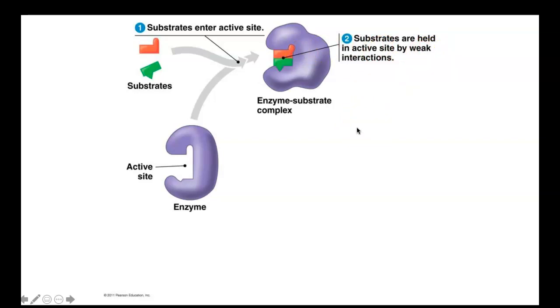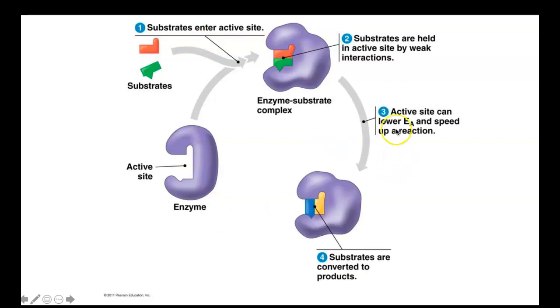What is an example of a weak interaction? Van der Waals. Step 3, the active site lowers the EA. What is EA? It's activation energy. So the active site is lowering the activation energy of the chemical reaction, speeding it up.